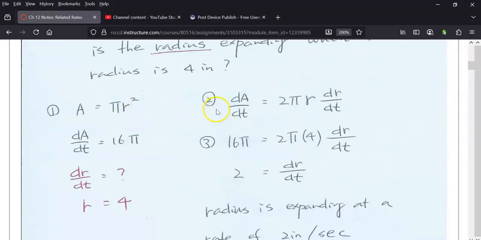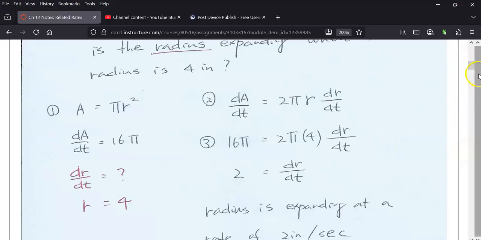So once you have the equation, we're going to take the implicit differentiation of this equation. So dA/dt must equal, now we're going to remember, pi is not a variable. It's just a number, a constant. So really we're just taking the derivative of r squared, which is 2r. So we have 2 pi r, and then times the derivative of r, which is dr/dt. Now notice we know what dA/dt is, they provided it for us. We know the radius is 4, so we're solving for dr/dt, and that's exactly what we want.